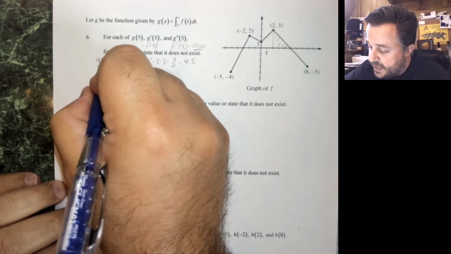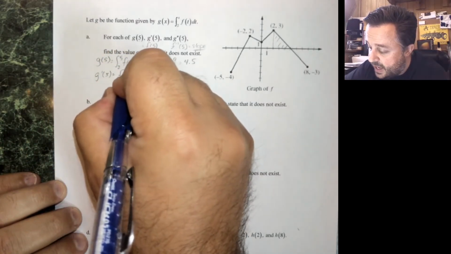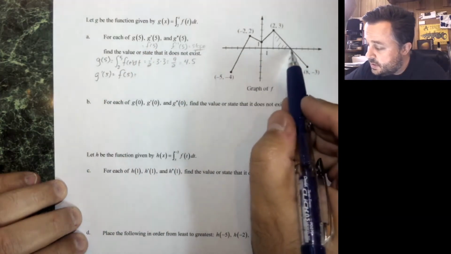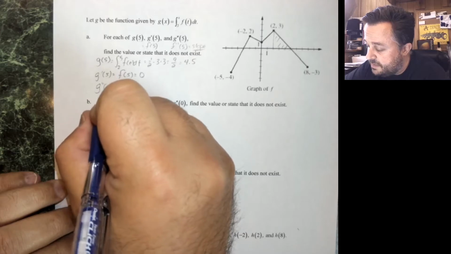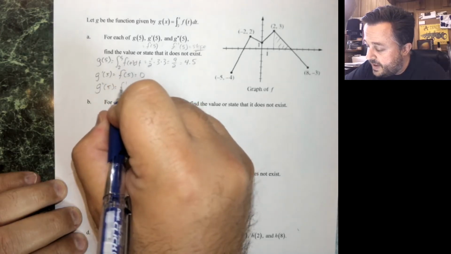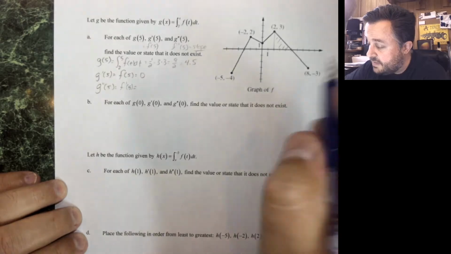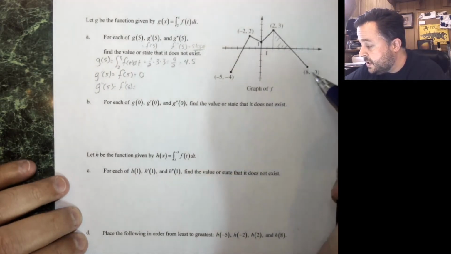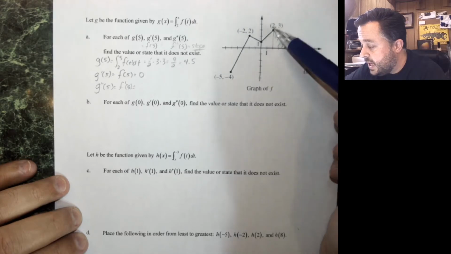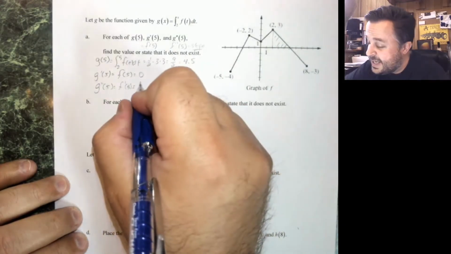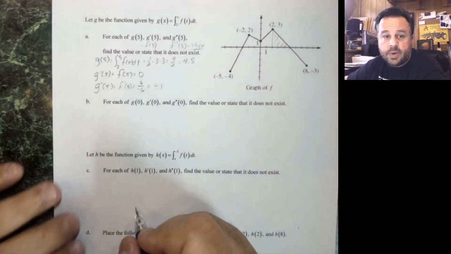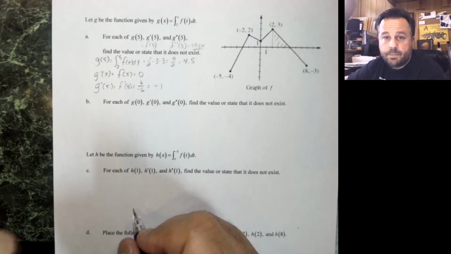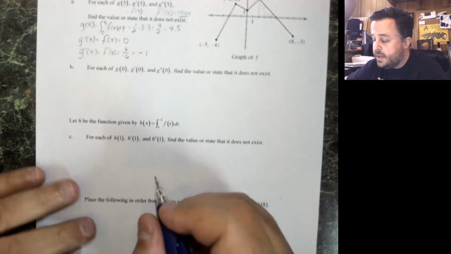G prime of 5, as stated above, is the same as f of 5, which is 0. And g double prime of 5 will be the derivative of f evaluated at 5. So the slope here, well, this is linear, so we can go y2 minus y1, which is 6, over x2 minus x1, which is -6. So we get g double prime of 5 is -1. Right. Let's move on to the next one.